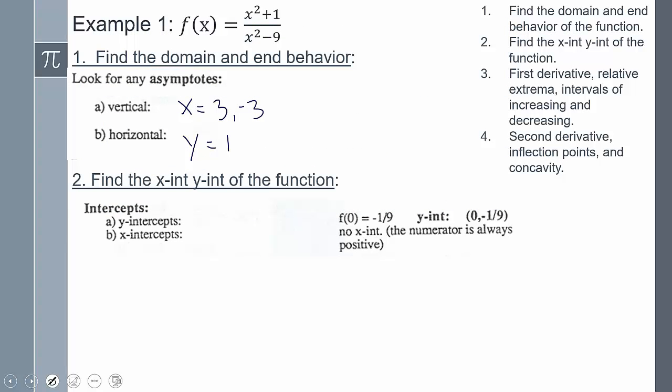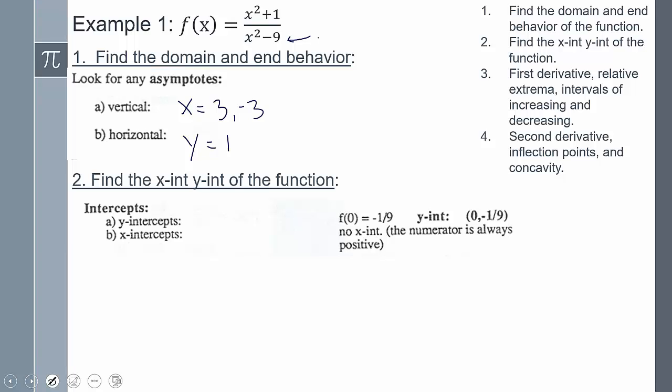All right, so here's our first example. It's x squared plus 1 over x squared minus 9. Now, this is a rational equation, so when we have to find the domain and end behavior, that's going to be possible vertical and horizontal asymptotes. In this instance, there are vertical asymptotes because if you set the bottom equal to 0 and solve for it, you're going to get x equals 3 and negative 3. When you plug them back in, you're not going to get 0 over 0. You're going to get a different number over 0, and so therefore they're vertical asymptotes.